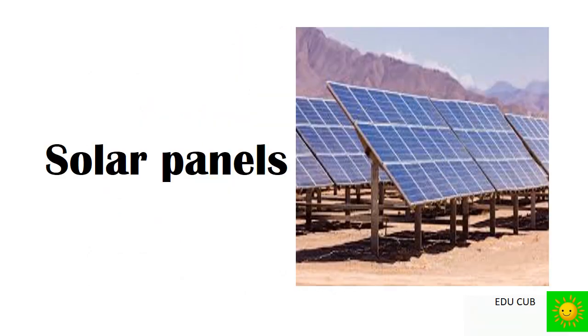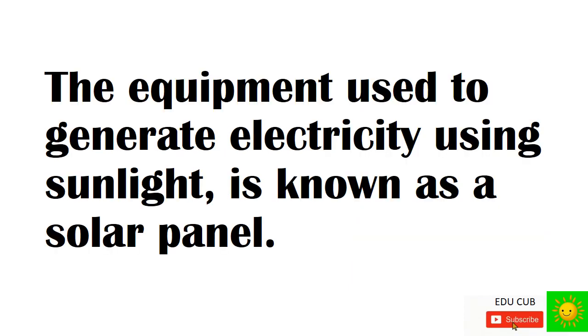Our next topic is solar panels. Solar energy reaches the earth as heat and light. Modern man uses solar energy for various purposes. The generation of electricity is one of those uses. A solar panel consists of several solar cells. This equipment used to generate electricity using sunlight is known as a solar panel.